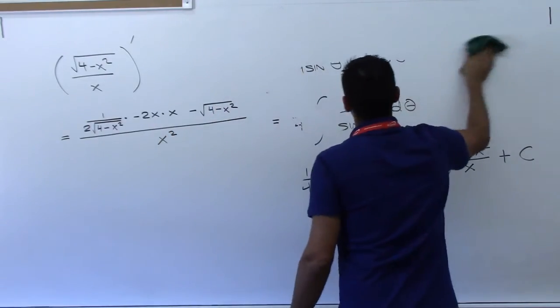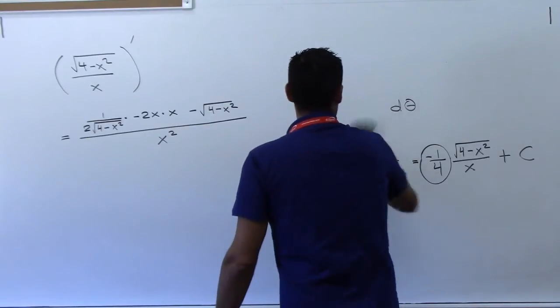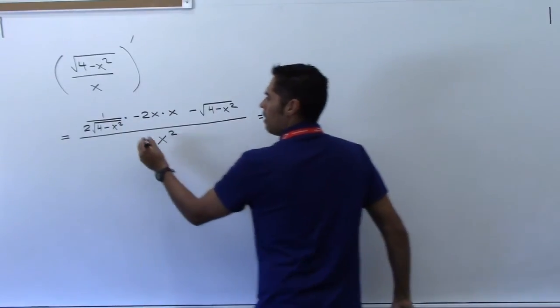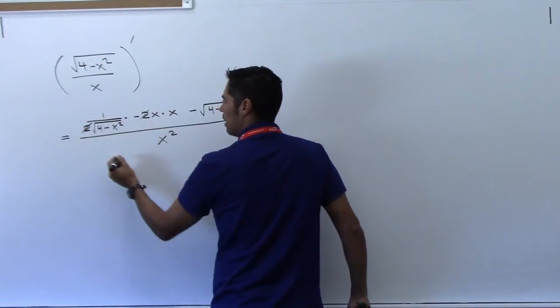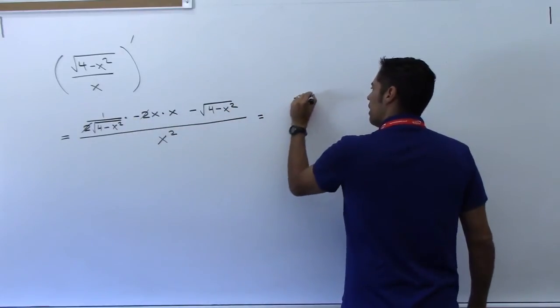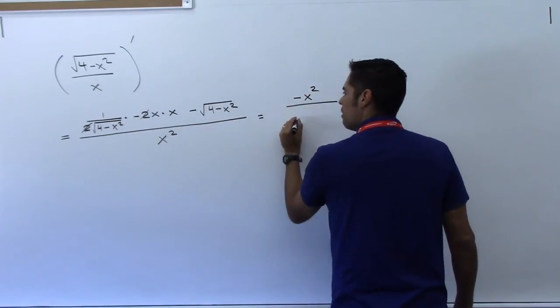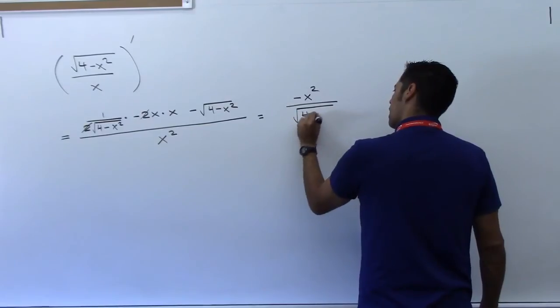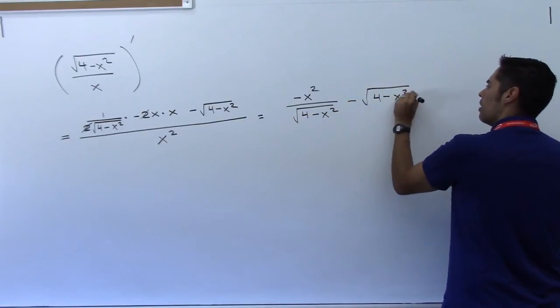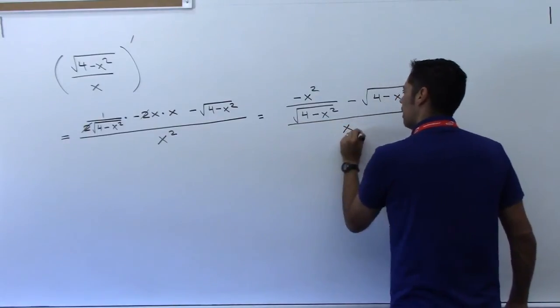And now at this point, I'm going to clean up the numerator. All right, so the negative 2 and the 2 here cancel. x times x is x squared. I have a negative. So I have negative x squared over root 4 minus x squared, minus root 4 minus x squared. All of this over x.